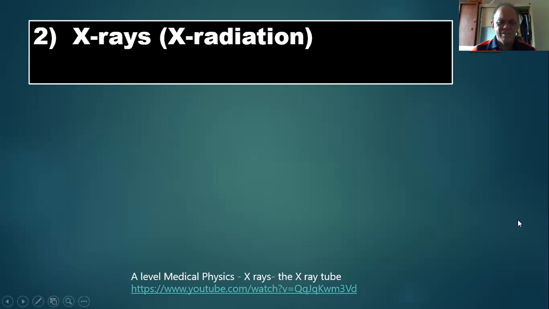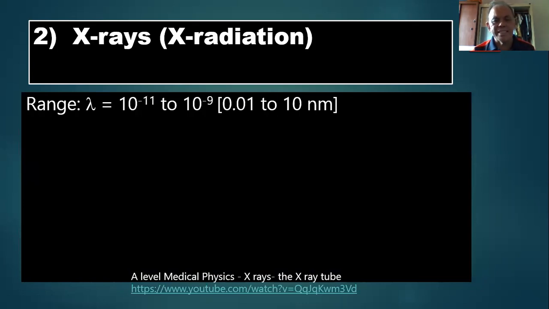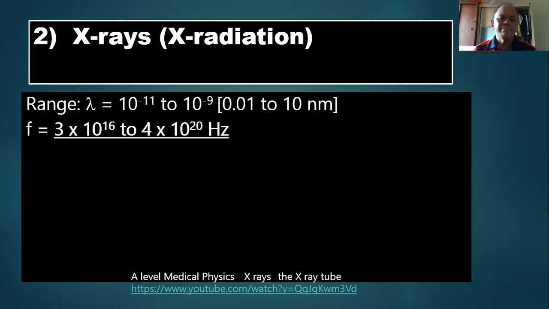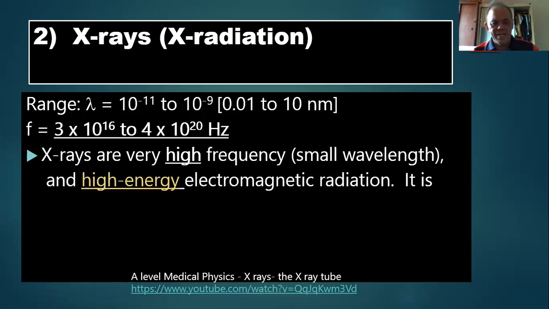X-ray, or X-radiation, has a wavelength range of 10 to the power minus 11 to 10 to the power minus 9 meter. Frequency is about 3 times 10 to the power 16 to 4 times 10 to the power 20, very high frequency. So that's why we define X-ray as very high frequency. High frequency corresponds to small wavelength. High frequency is the same as high energy electromagnetic radiation.